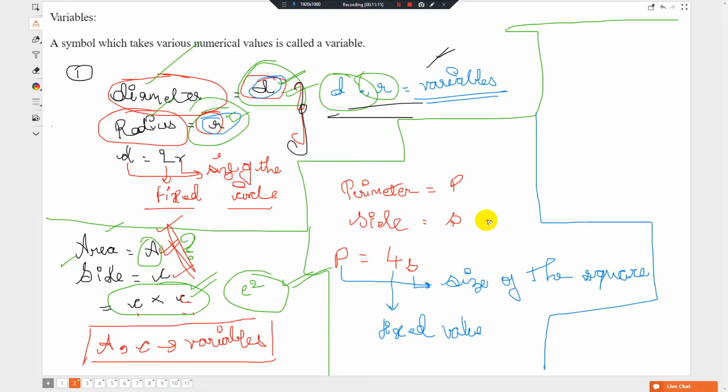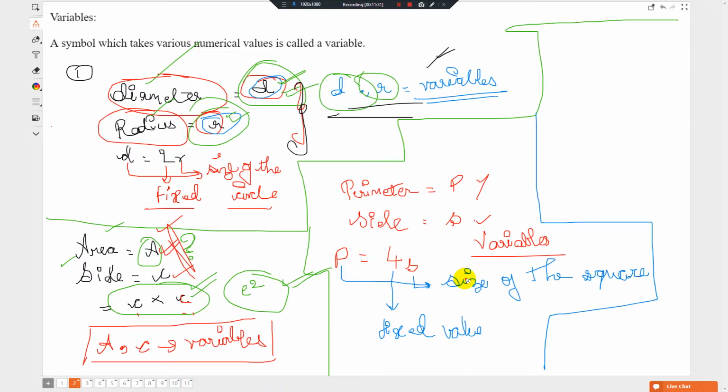Here also, which are variables? Yes, B are variables. Small letters we'll recognize as variables.